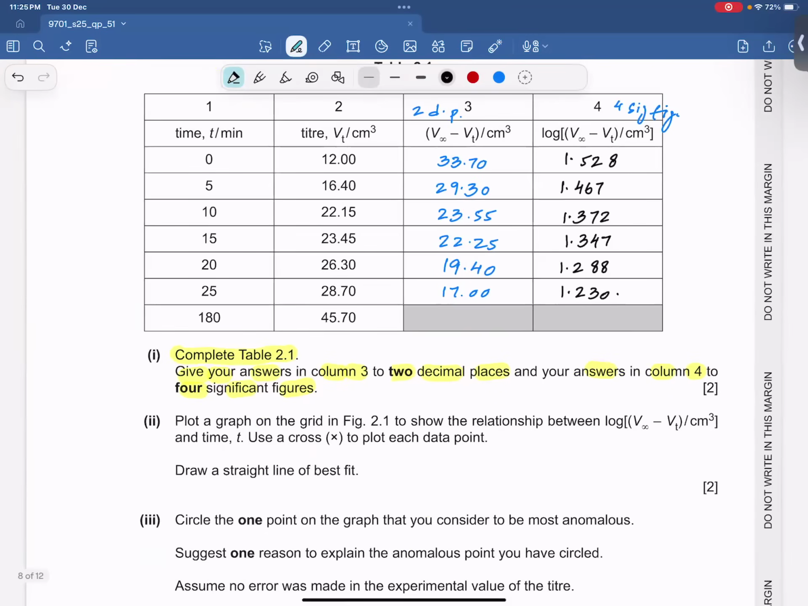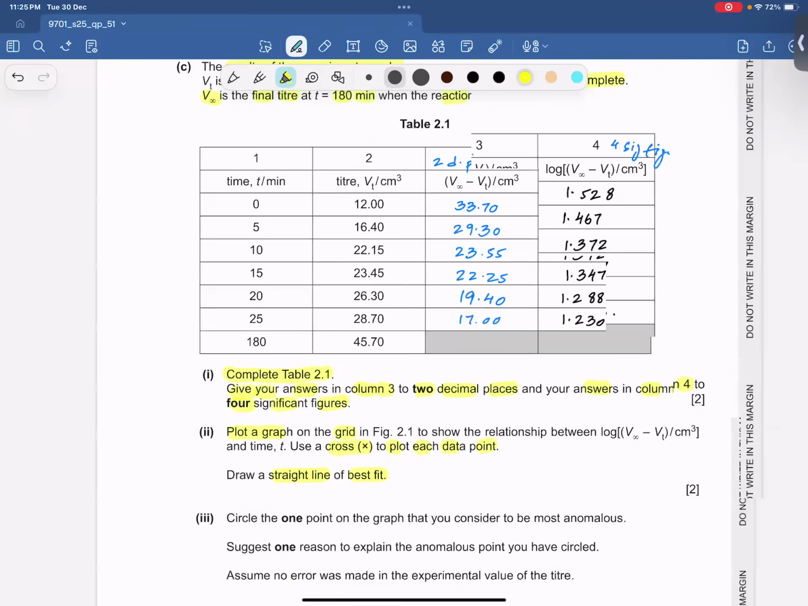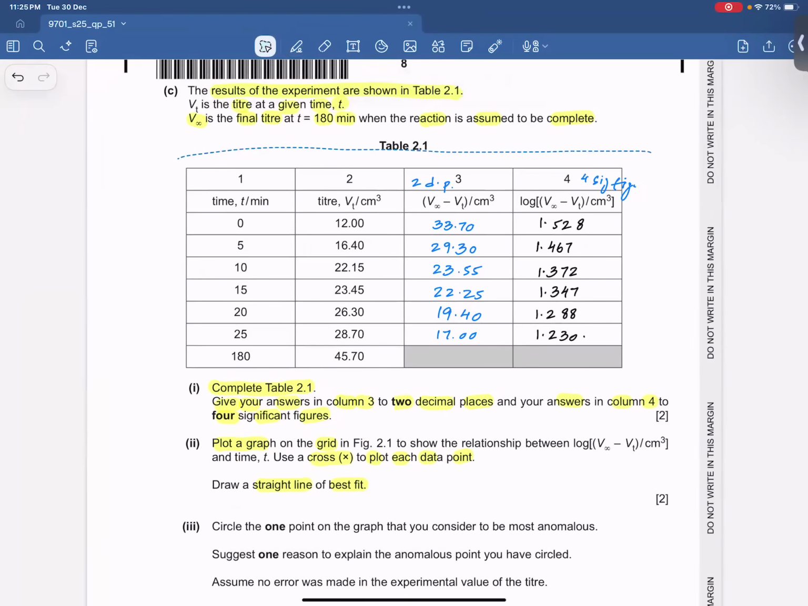Next part of the question is plot a graph on the grid, show the relationship, use cross X to plot each data point, draw a straight line of best fit. Okay. Let me copy this table to plot the graph on the next page.